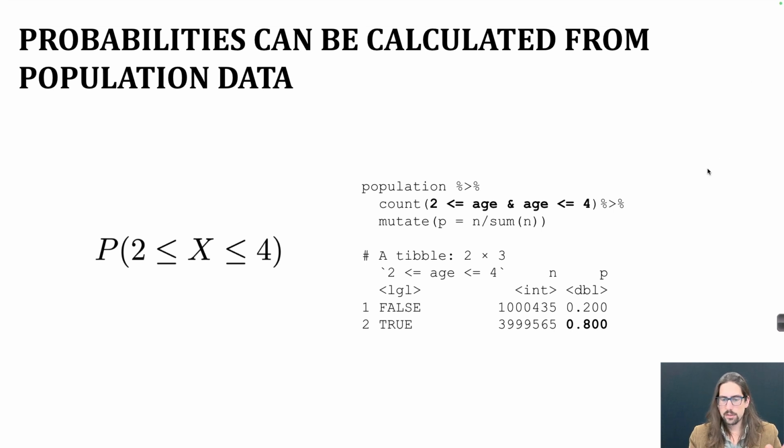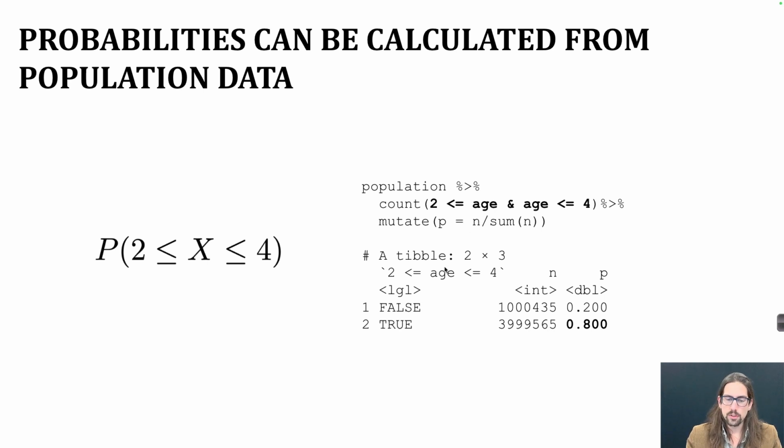So let's go back to what we were working on last week, which is calculating probabilities from population data sets. If we have the population data set here, we saw that we can calculate probabilities just by counting how many times something happens. Here I'm using the count function, just counting how many times this particular condition is met. Then my probability is the total number of times that happens divided by the total number of people in my population. So that's what's implemented here, and we talked about this code before.